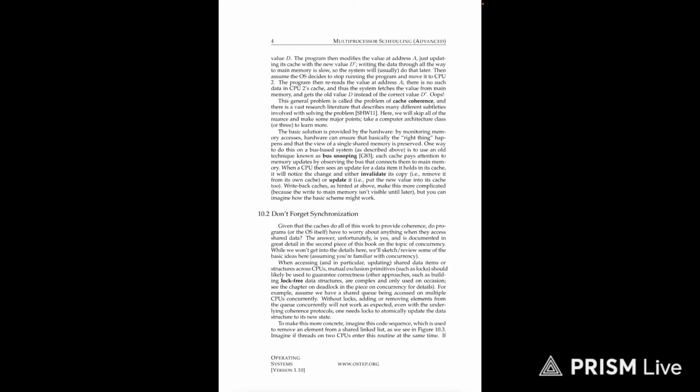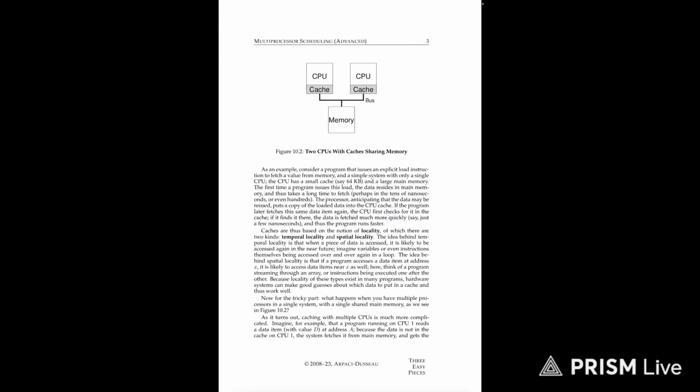So we can read it again: caching with multiple CPUs is much more complicated. Imagine, for example, that a program running on CPU 1 reads a data item D that was written there, and because the data is not in the cache of the CPU, the system fetches it from main memory.